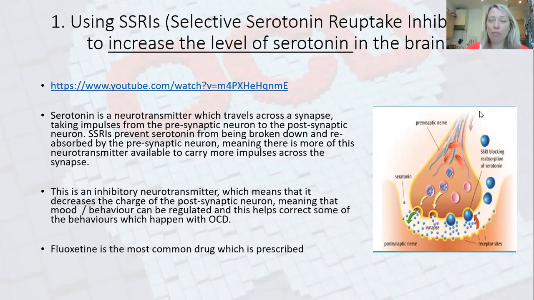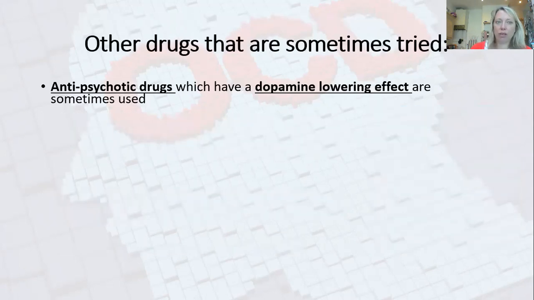Fluoxetine, which is actually commonly known as Prozac, you might have heard of that. If not, your parents will certainly have heard of that, because it became really, really common in the 90s, is the most common SSRI that is prescribed, but it does take a little while to kick in, and it doesn't work for everybody. So sometimes when SSRIs haven't worked, then other drugs are tried. Okay, so these are, on this PowerPoint slide, a list of some of the other drugs that are tried.